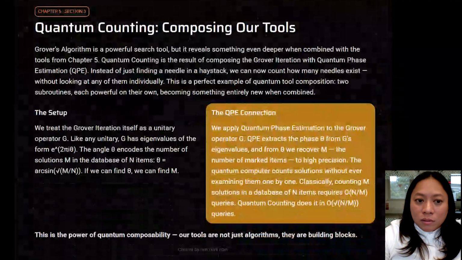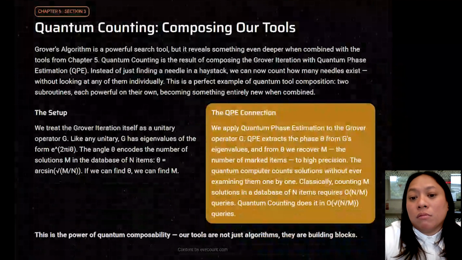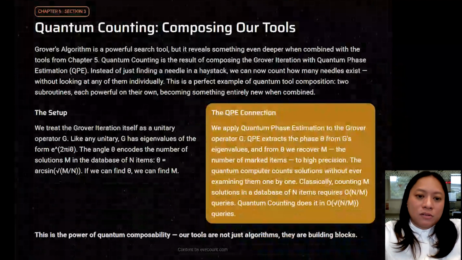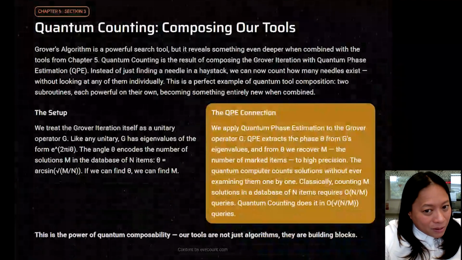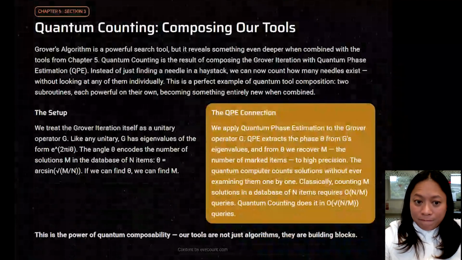So in quantum counting, Grover's is an amazing search tool, but it's also a counter. So if you combine the Grover iteration with a QPE circuit from chapter 5, we can actually count how many needles are in the haystack. It's a perfect example of composing our quantum tools to build new, more complex machinery, right?